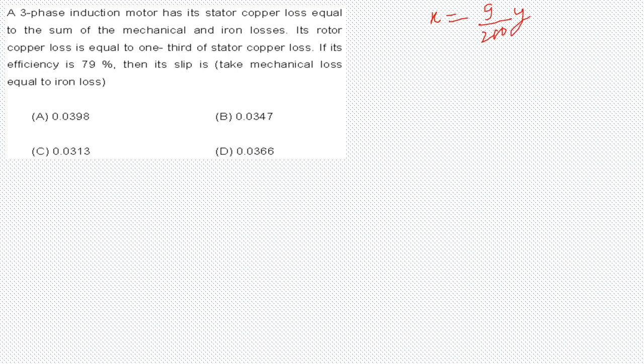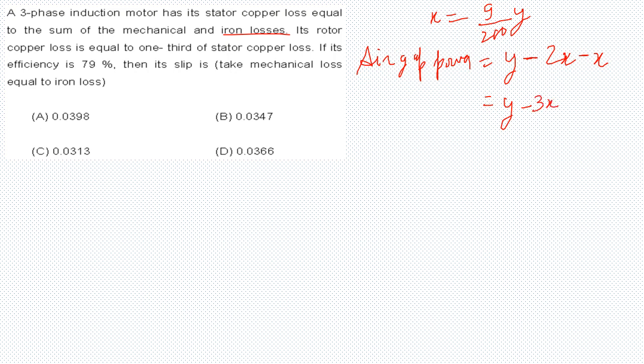Now what we can do is write our air gap power, because s times the air gap power is the rotor copper losses. So the air gap power is the input power, which is y, minus the stator copper losses, which is 2x, as we calculated earlier, and the iron losses. The iron losses are again x watts, so we get our air gap power as y minus 3x.